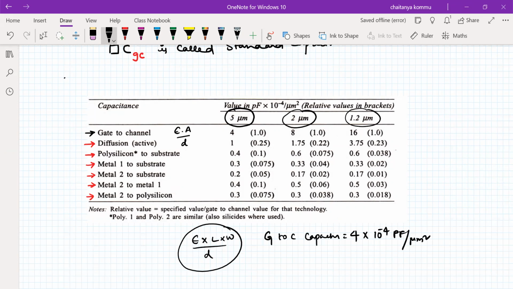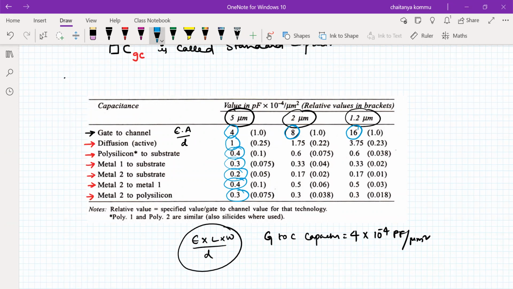For a particular technology. Similarly, for a 2 micron technology, this value becomes 8. For 1.2, this is 16. This is 8. This is 4. So that we have to remember, there is no option for us. These values we should remember, and we have to do the calculations for the different layer capacitance formation. Diffusion also has for 5 micron, this is 0.4, 0.3, 0.2. These are the capacitances that we can see at this particular technology.